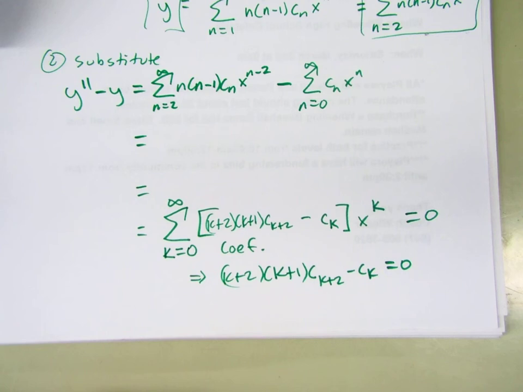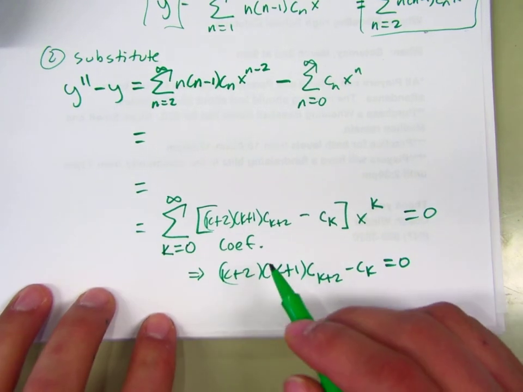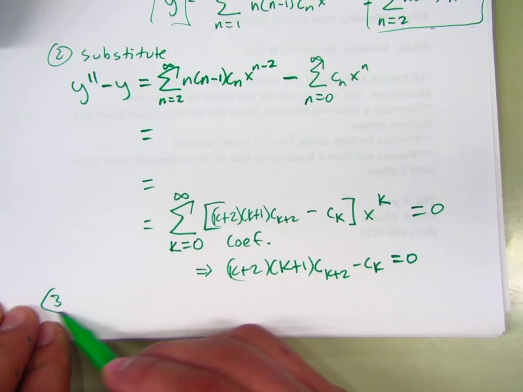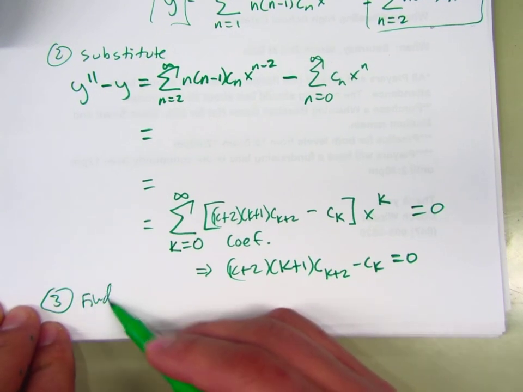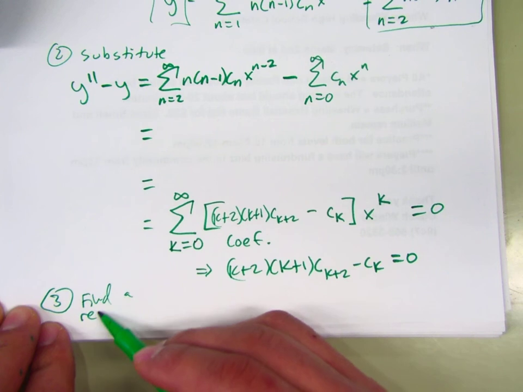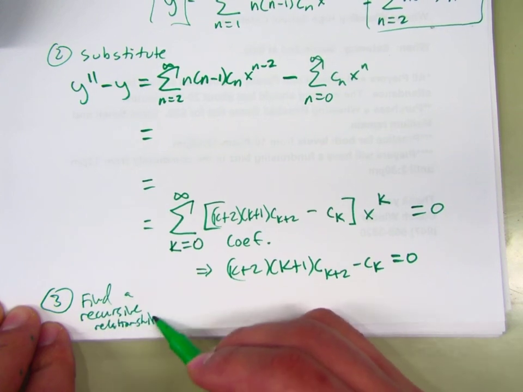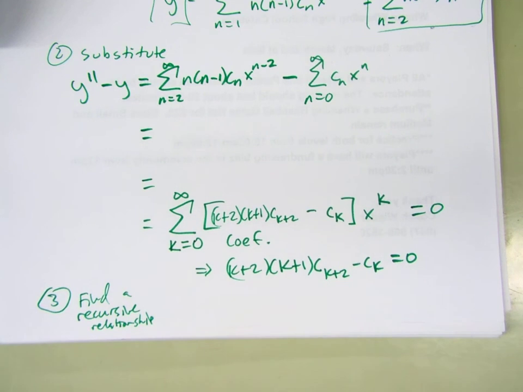So next what we're going to do is take these coefficients and set that equal to 0. Okay? And when you get to this step, that's our third step now, is to find a recursive relationship between the coefficients. So this is two coefficients down the road compared to this one, right? So the best way to do this is to isolate the coefficient that's got the highest subscript. Does that make sense? So we can see how it relates to the previous ones.